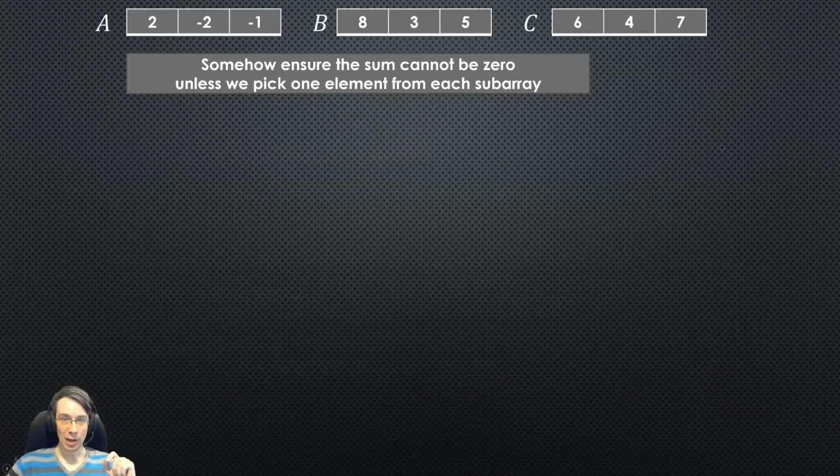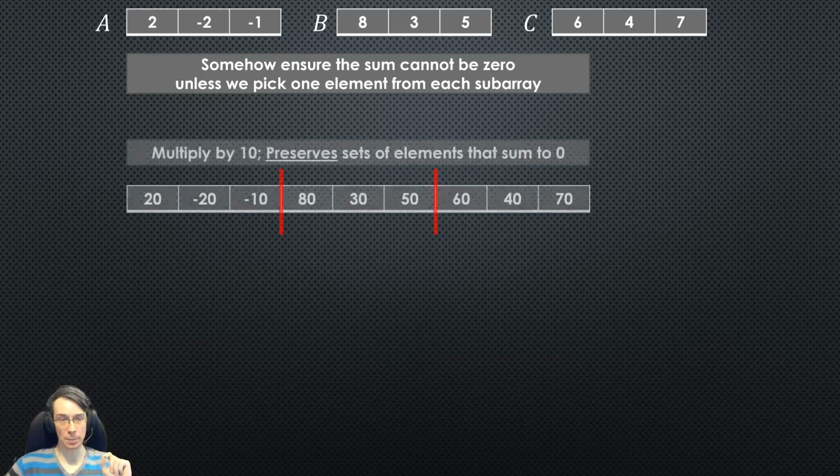Okay, so somehow we want to ensure that the sum can't be 0 unless we pick one element from each subarray. So how can we encode that constraint in the problem instance for 3-sum 0? Well, if we multiply all of the array elements by 10, doing so will preserve the sets of elements that sum to 0. If a set of elements summed to 0 before we multiplied everything by 10, then that same set of elements will sum to 0 after we multiplied by 10. Similarly, and conversely, if a set of elements sums to 0 after we multiply everything by 10, that same set of elements already summed to 0 before I multiplied by 10. So this will preserve the sets of elements that sum to 0. But this doesn't guarantee that we can only get 0 if we pick one from each subarray.